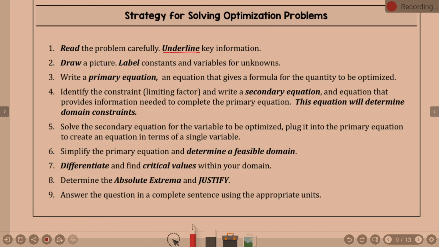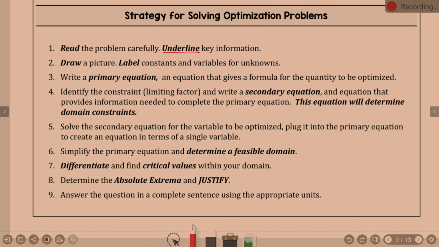Determine a feasible domain. That was demonstrated in this last one. Sometimes there are numbers that are not logical. Find your derivative, critical values. Determine your absolute extrema. Be able to justify. Could we have just assumed once we only had one value that that's the max? You pretty much can. Because if it asks you to maximize and you only get one value, yeah, pretty much. But doing the sign chart is your justification there. And then answer the question in a complete sentence using appropriate units. Free response. They're not just looking for an answer. A lot of times you need words to go with it.